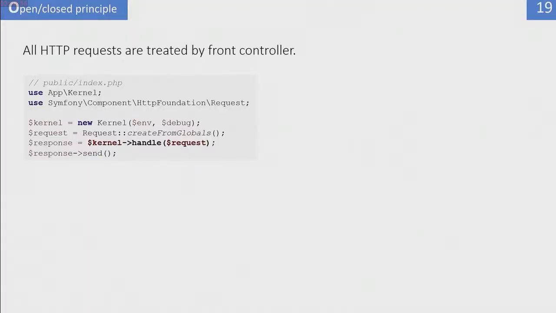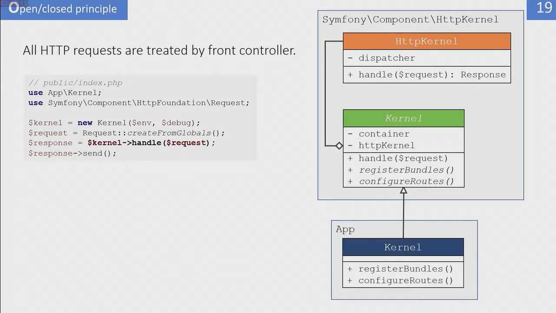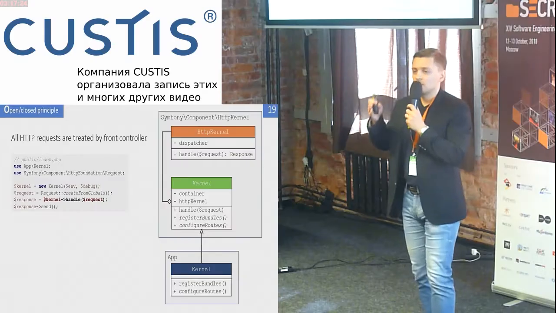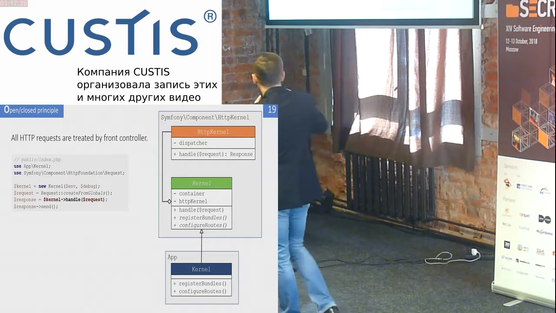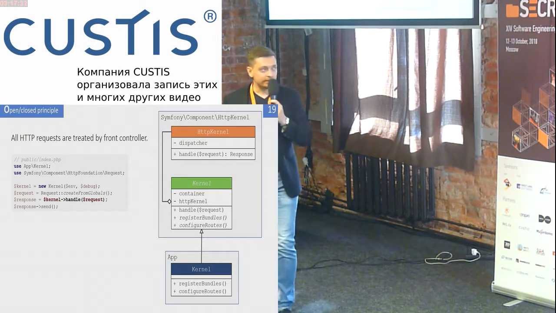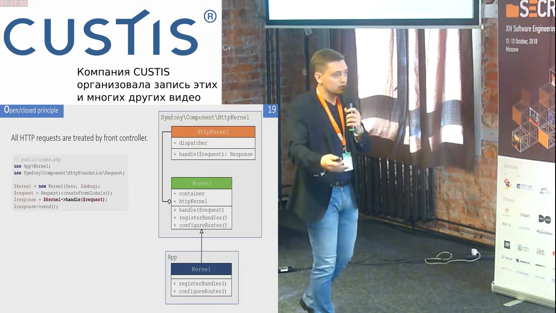As I mentioned, all requests arrive at the same place. This is the front controller of Symfony. It initializes the kernel object of Symfony and the request, and passes the request to the handle function. This handle function is defined in the HTTP kernel of Symfony, which is very open for extension, because at every step of request handling it dispatches a lot of events, allowing any listener to influence this process.